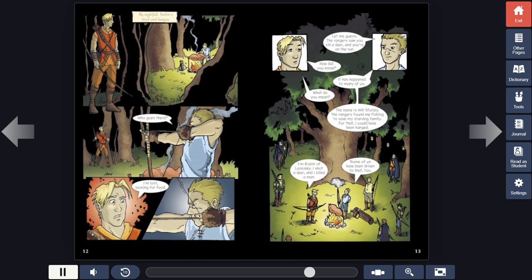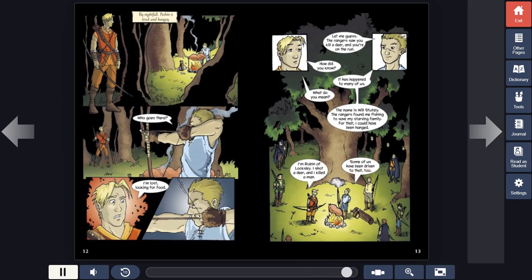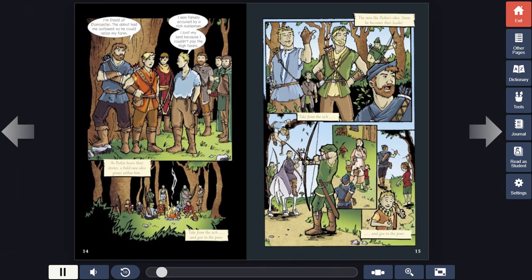Robin of Locksley. I shot a deer and I killed a man. Some of us have been driven to that too. I'm David of Doncaster. The abbot had me outlawed so he could seize my farm. I was falsely accused by a rich nobleman. I lost my land because I couldn't pay the high taxes.